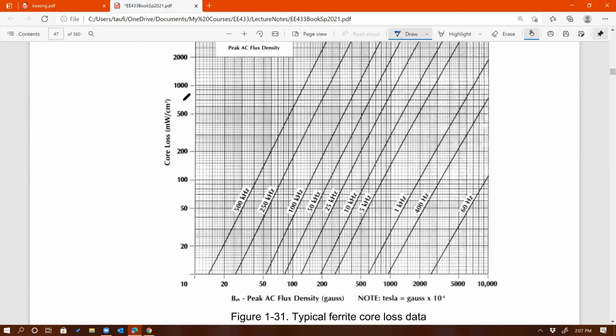All right, and notice the unit. This is very common, by the way. If you look at the data sheet and you look at the core loss graph, it is very common that you'll get these units, milliwatts per centimeter cube, for example. It's always per unit volume, right? So do not just assume this is milliwatts. You have to multiply by the volume of the core to get watts.